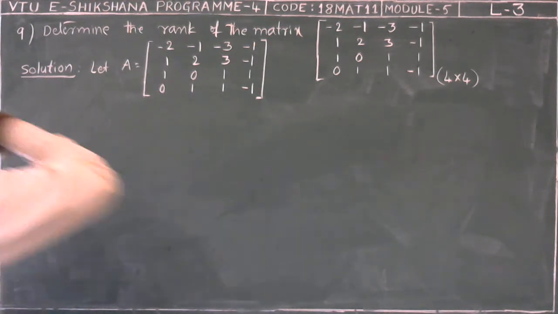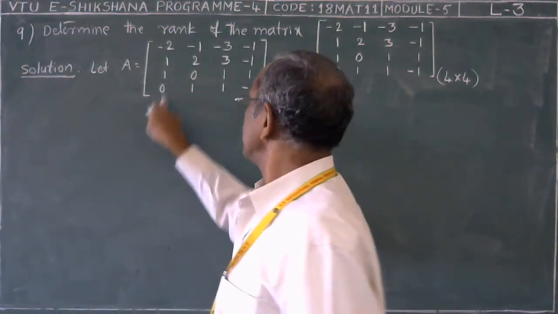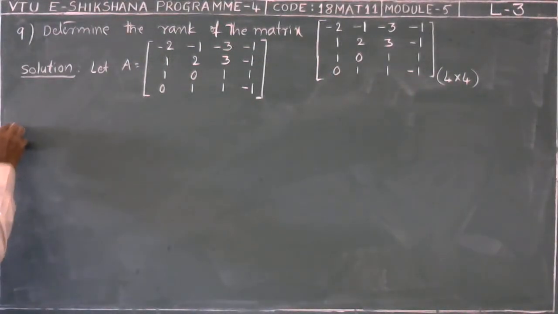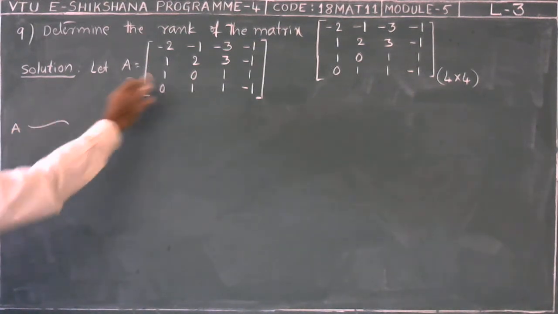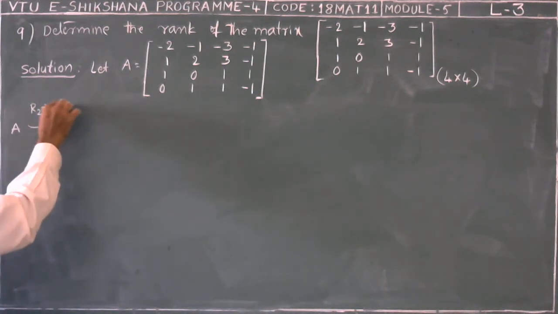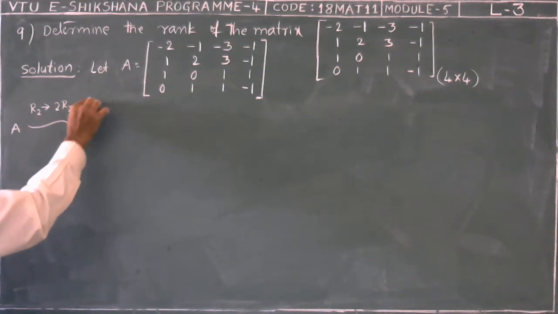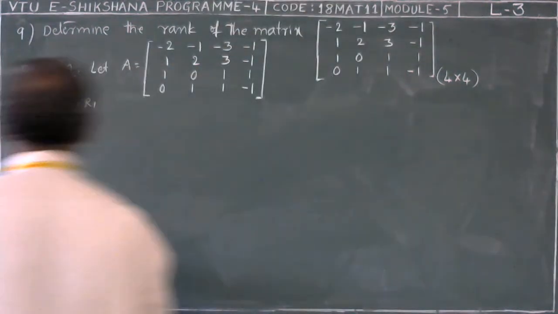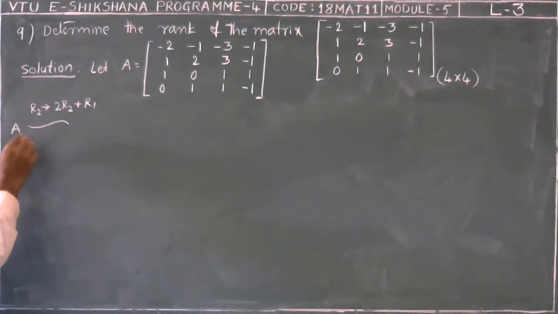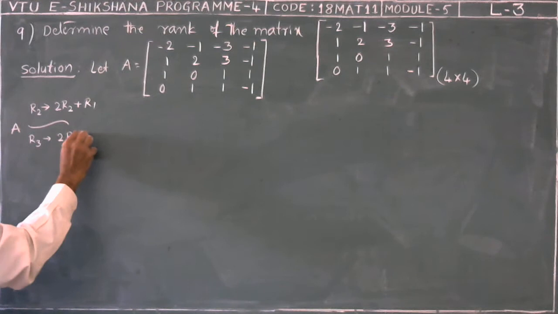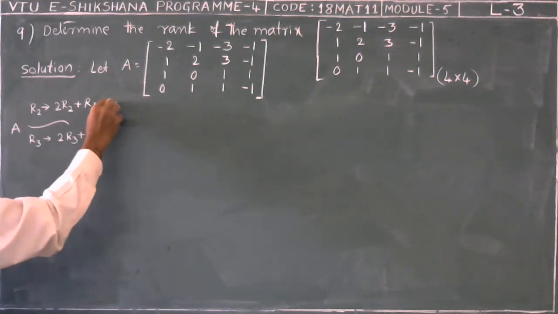So now, to make these two entries 0, because already one entry is 0, we make changes in R2 and R3. So A is equivalent to the matrix where R2 changes with the operation 2 times R2 plus R1, because a minus sign is already there. Similarly, R3 changes with the operation 2R3 plus R1. So you get the equivalent matrix.